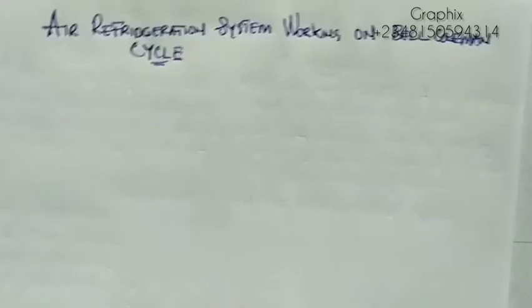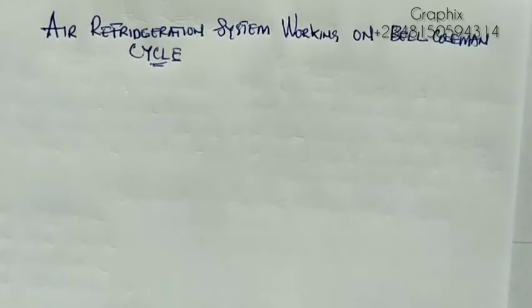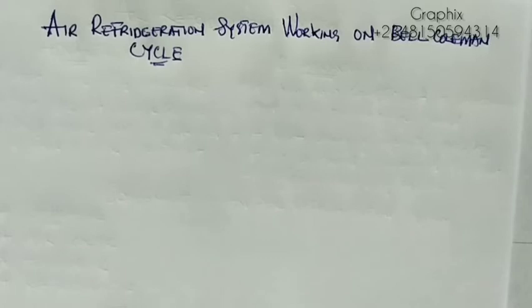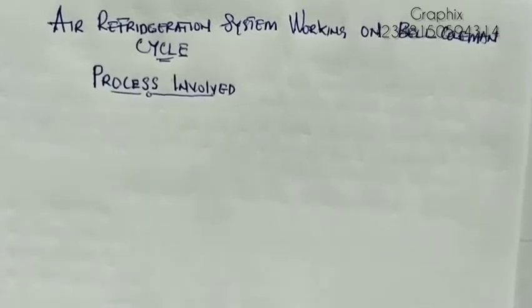Today we'll be looking at the air refrigeration system working on the Coleman cycle, or you can call it the Joule cycle, or the reverse Brayton cycle. Now we'll be looking at the processes involved in this cycle termed Coleman. So let's start. Process involved. Now there are four processes involved in a refrigeration system working under the Coleman cycle.